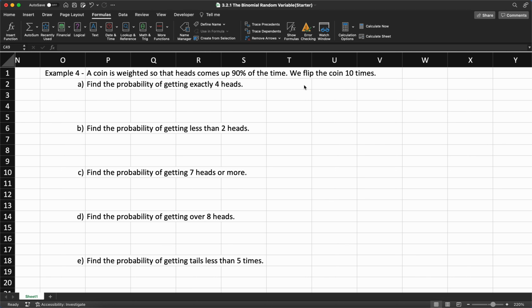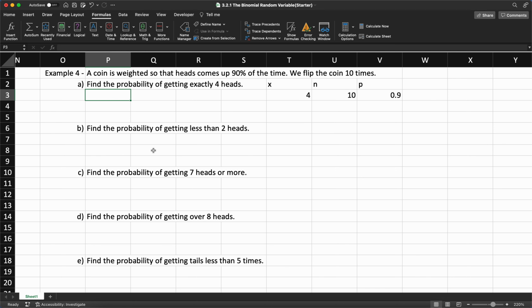So again, it's good to write down what X is, what N is, and what P is. Remember, X is the number of successful trials. In this case, we're looking for 4 heads exactly. The number of trials that happened are 10. And the probability of a success, in this case, since it's a weighted coin, is going to be 0.9. Probability we get heads is 0.9 because the coin is weighted so that heads comes up 90% of the time.